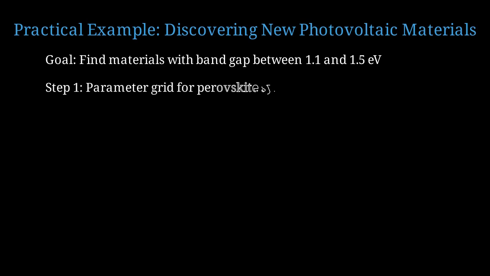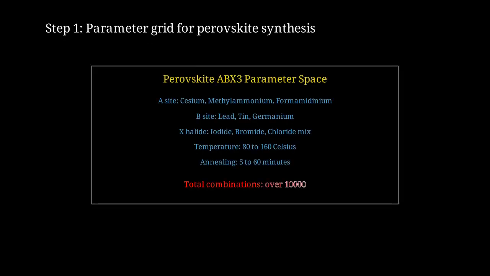For step 1, we design a parameter grid for metal halide perovskite synthesis. Parameters include the A-site cation, B-site metal, halide composition, and processing conditions. The parameter space includes choices for the A-site cation, B-site metal, and X halide, plus processing conditions. With compositional mixing, we have over 10,000 possible combinations to explore.